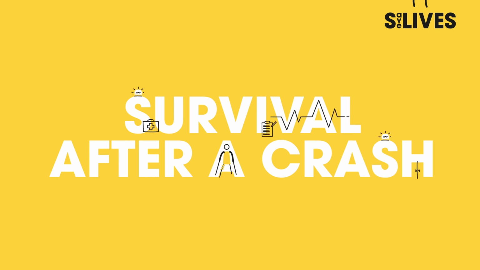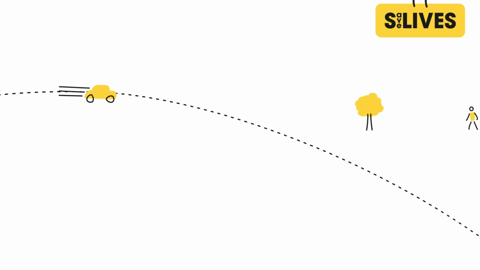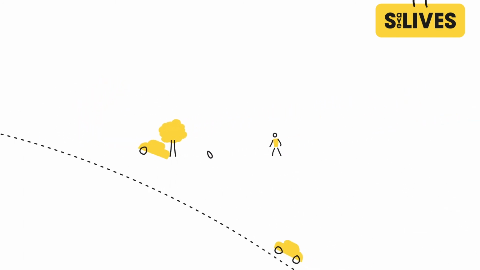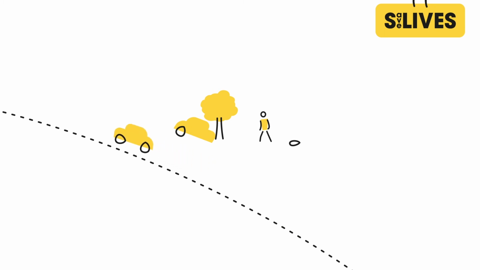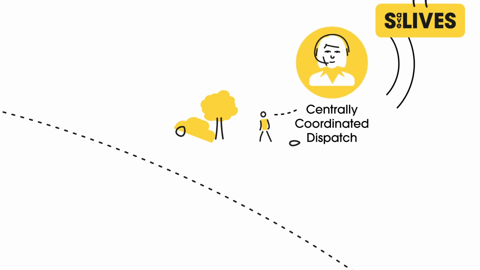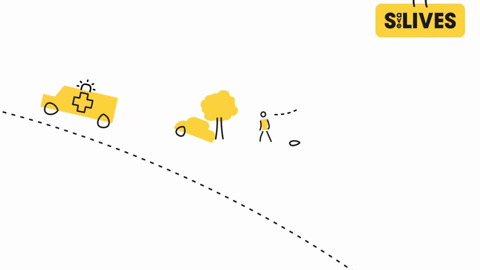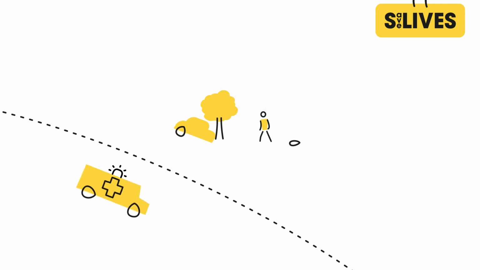S also stands for survival after a crash. In order to provide timely emergency care and mitigate the consequences of road traffic crashes, develop an organised and integrated pre-hospital and facility-based emergency care system. Ensure universal access to emergency care, regardless of ability to pay.